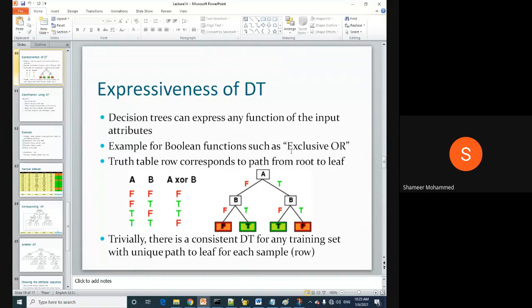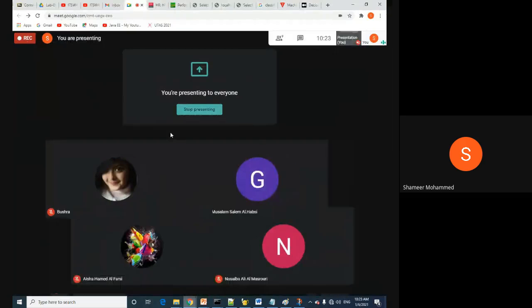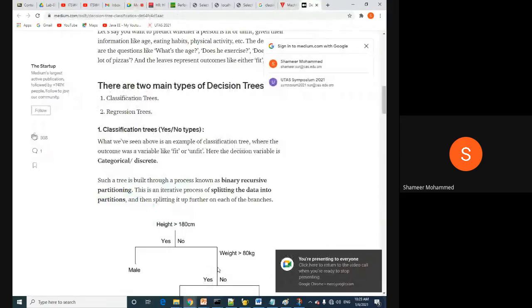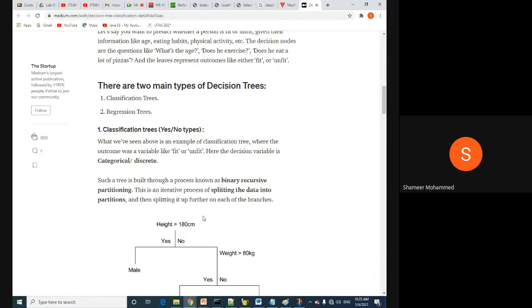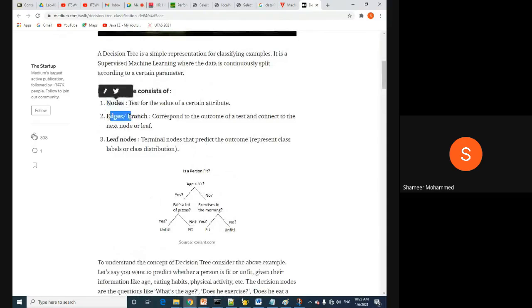So this is an exclusive or truth table. For this truth table, corresponding to this one, this is the node, this is the edge, and this is the leaf node. For example, I want to show you another one from the internet. These are the two types of decision trees. See, as I told you, node, edge, leaf node.